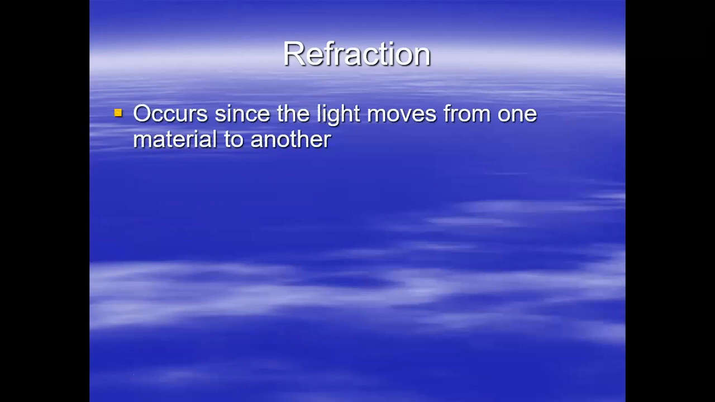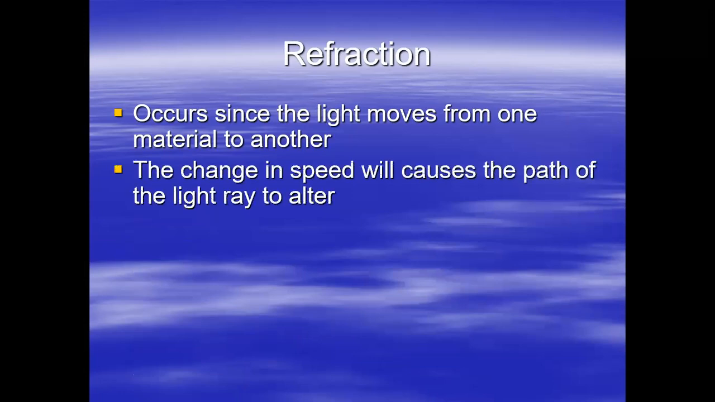Refraction also allows us to form images. Refraction occurs when you have light moving from one material to the other. If it goes slower in the second material, say it's going from air to water, then the light ray will bend toward the normal to the boundary. And if it speeds up, which could be going from water to air, for example, then it will bend away from the normal to that boundary. And I've got a drawing of that coming up. So this change in speed is what causes the path of the light ray to alter.